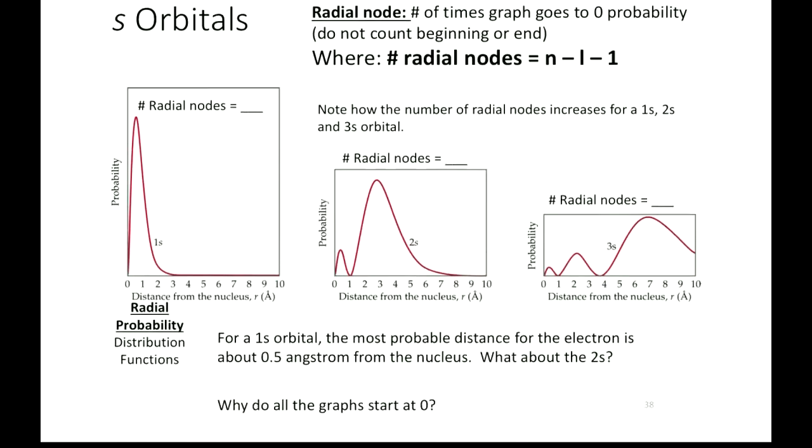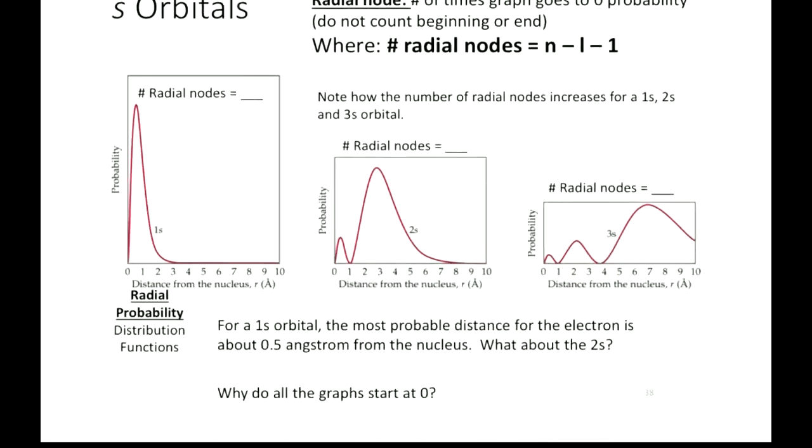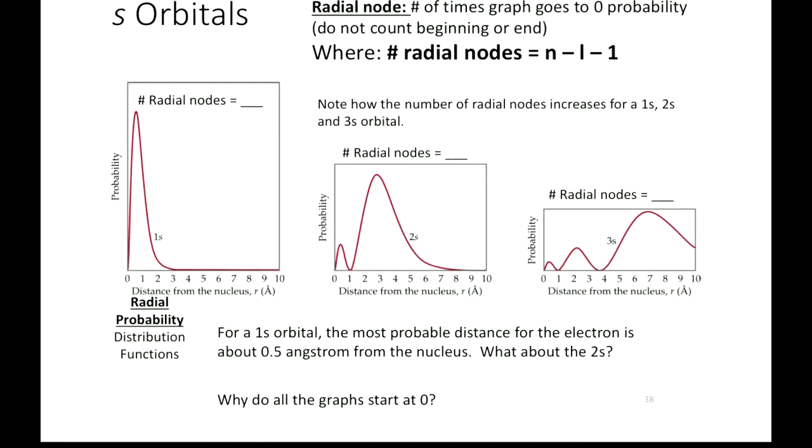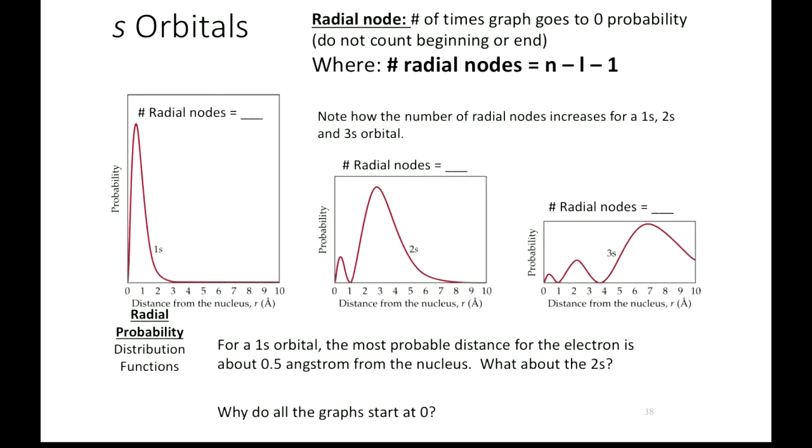Some details about those graphs that I didn't mention before: why do the graphs for the 1s, the 2s, the 3s make this roller coaster type thing? You might have noticed I skipped over that. That's what this slide is for. We talked about S orbitals in terms of their angular nodes. We already said L equals 0, so there are 0 angular nodes. Now the next kind of node that we can have is called a radial node.